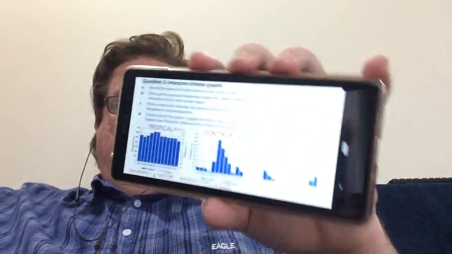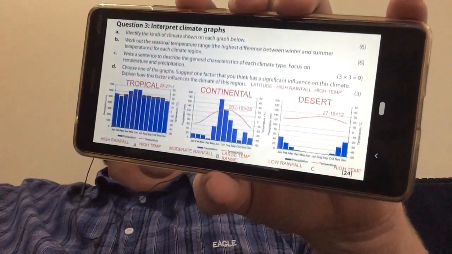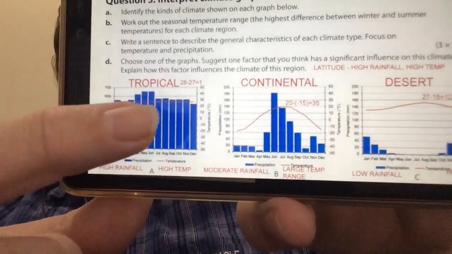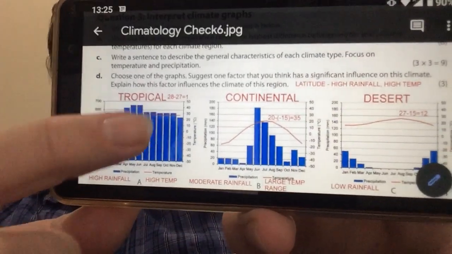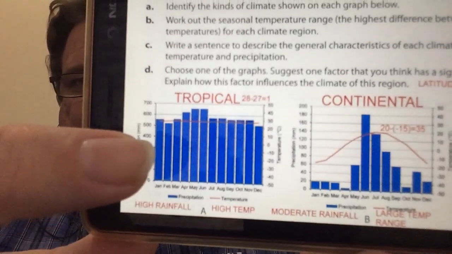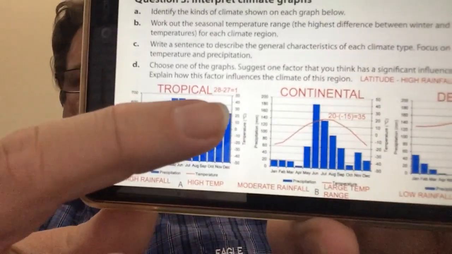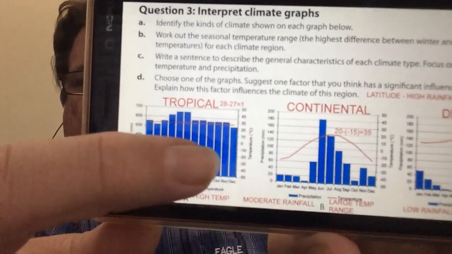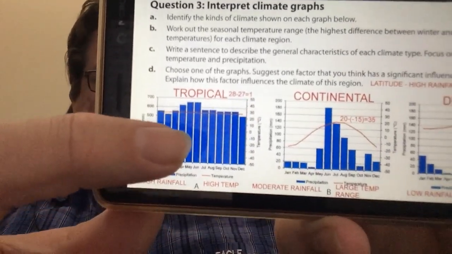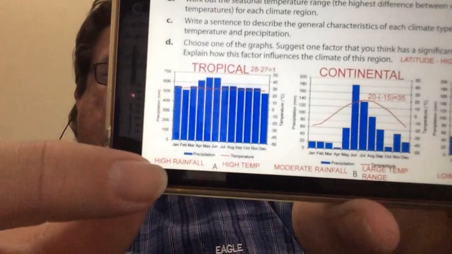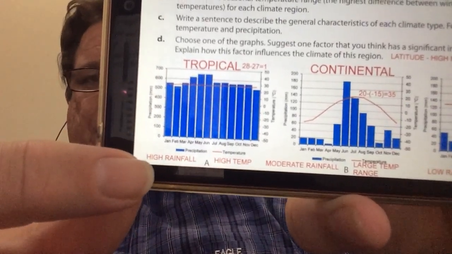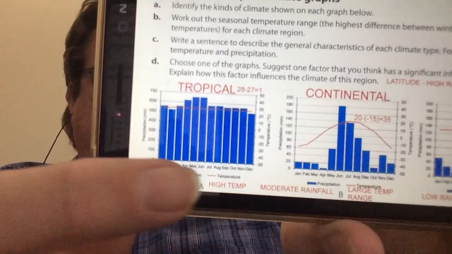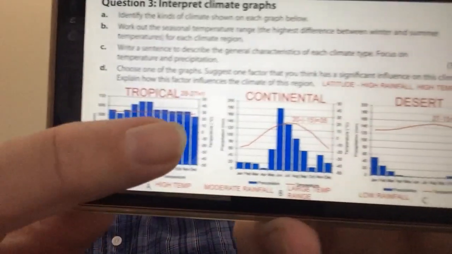So we're looking at the kinds of climates that are shown. Our first one is a tropical climate. And when we calculate the temperature range, wow, there's hardly any temperature range at all. I said like 1 degree between 28 and 27. So that's the subtraction, and there's a 1 degree range for the tropical. The sentence to describe it would be: this has a climate with very high rainfall and high temperatures throughout the entire year.